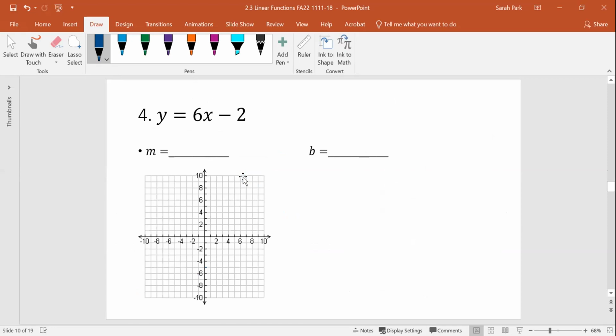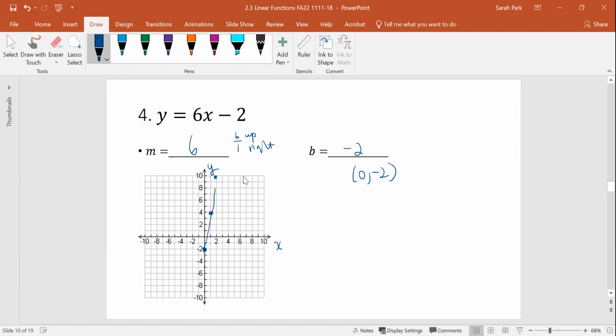Okay, graph 4, y equals 6x minus 2. Our slope is 6, or 6 over 1, which means we would go up 6 and to the right 1. Our y-intercept is -2, or (0, -2). So we would start at the y-intercept, plot it on the y-axis, always on the y-axis, never on the x-axis, and then go up 6 over 1. Let's just do one more point, up 6 over 1.